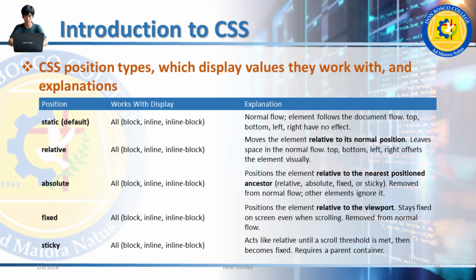Absolute: the element is positioned relative to the nearest positioned ancestor, an ancestor with relative, absolute, fixed, or sticky position. It is removed from the normal flow, so other elements ignore it. Fixed: the element is positioned relative to the viewport and stays fixed on the screen even when scrolling. It is removed from the normal flow. Sticky: the element behaves like relative until a scroll threshold is reached, after which it behaves like fixed. A parent container is required for it to work properly.